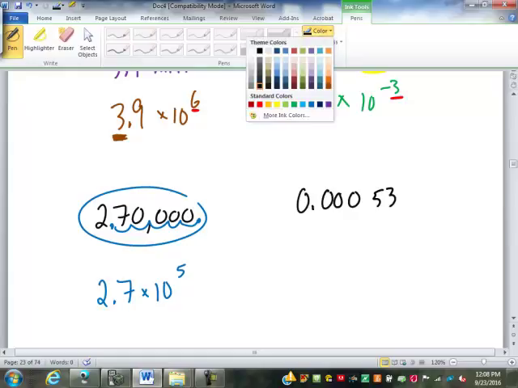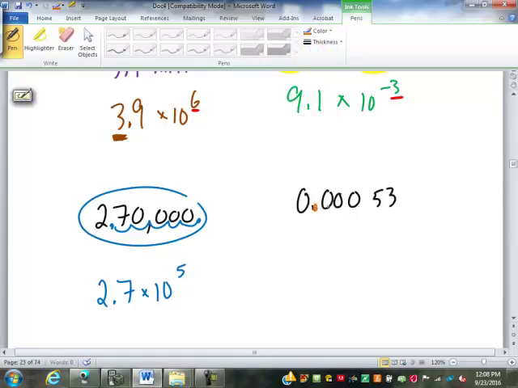So we have 0.00053. Now the decimal point starting here, we're going to want it to go there. So it's 5.3 times 10 to the, well, how many places did the decimal point move? 4. Good. Is that a large number or a small number? It's a small number. So this is negative 4.